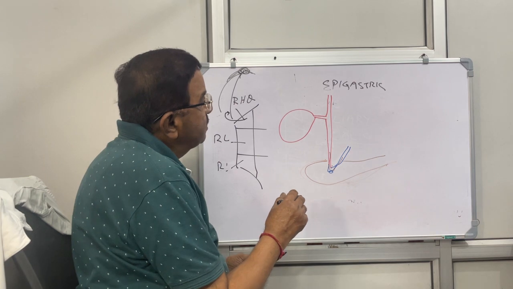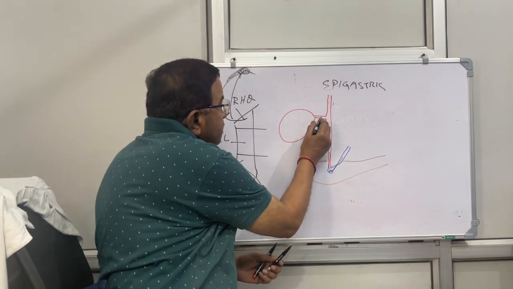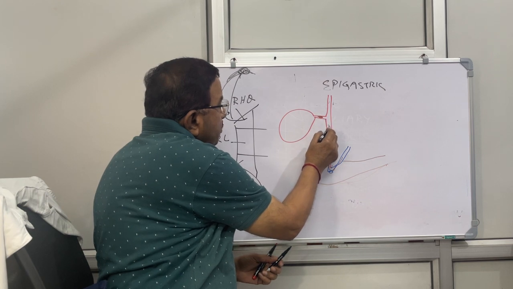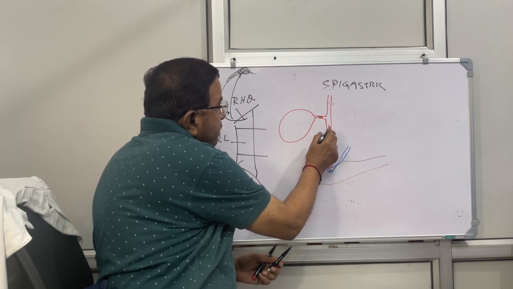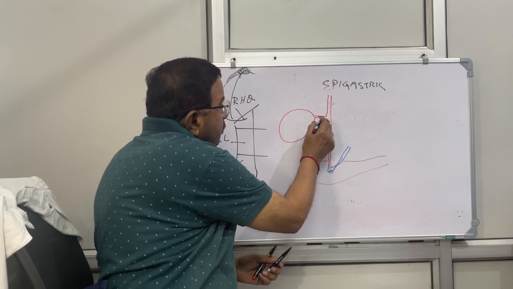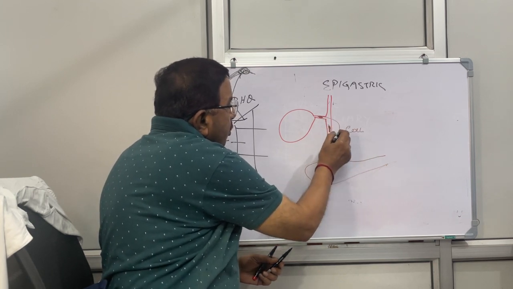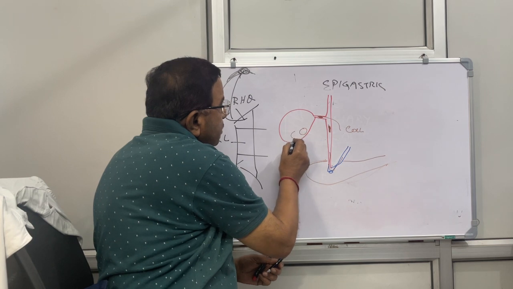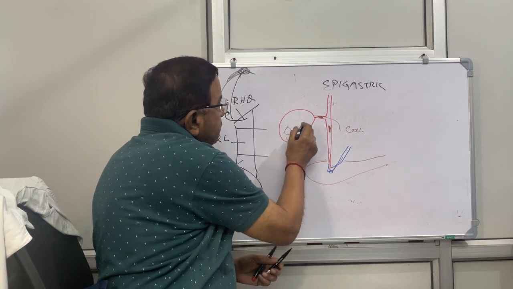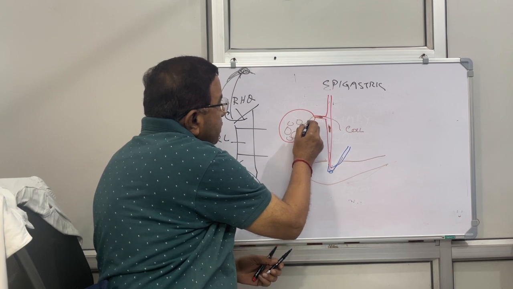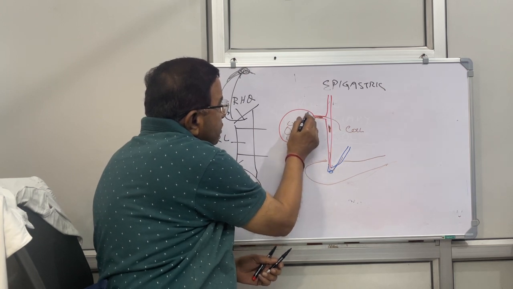Now what happens? There occurs obstruction here, or it may be obstruction here, due to collection of bile salts or a small stone which may have slipped from the gallbladder from here during its contraction.